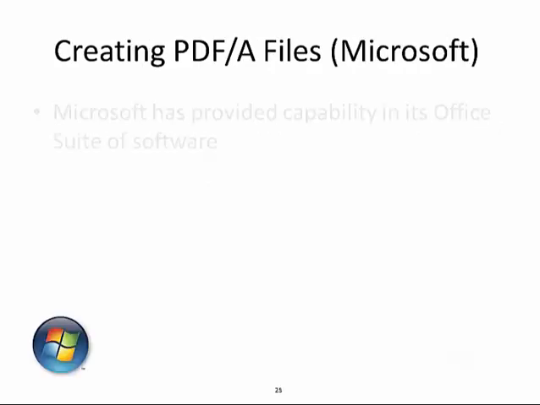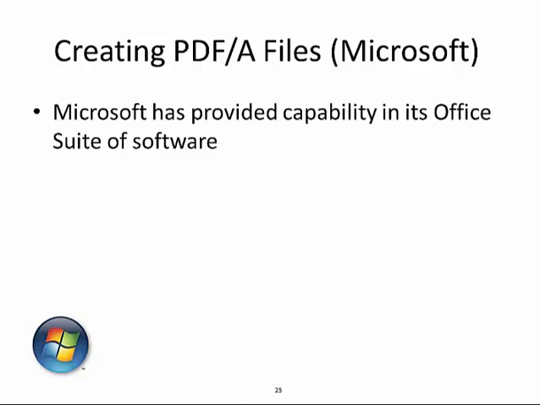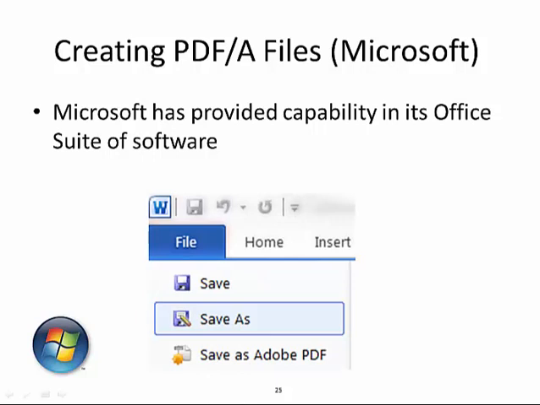Windows users have it a little bit easier if you're using the Microsoft Office suite of software, because from within there, most of the packages have the ability to create a PDF-A right from the document. Now, you don't use the Save as Adobe PDF as you might think, because that would just create the plain vanilla PDF document that I was talking about earlier.